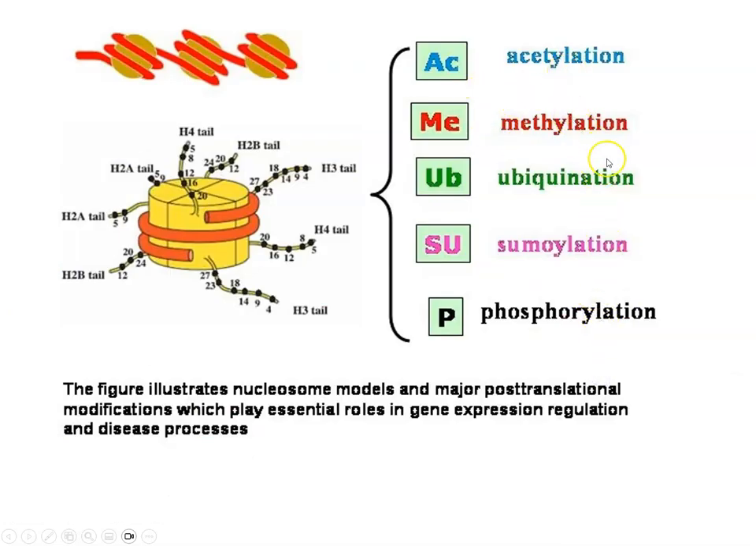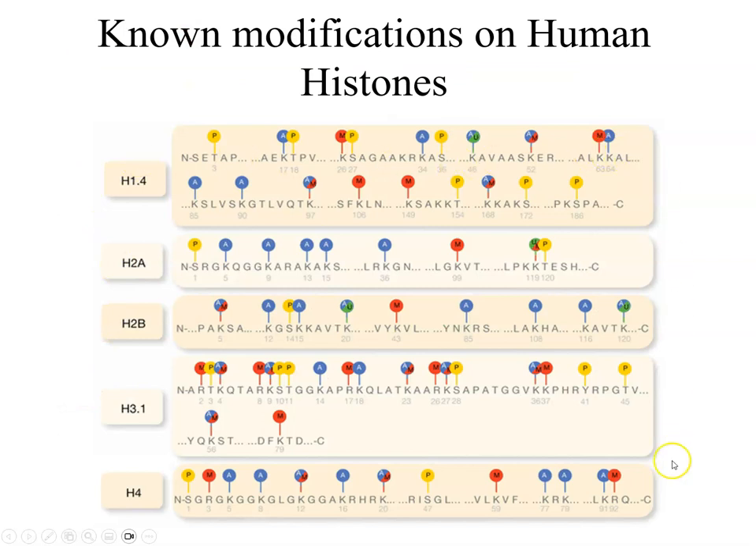So they can be acetylated, methylated, phosphorylated. They can also be sumoylated and ubiquitinated. So a lot of different types of modifications, and there's some work being done to really understand how these different signals and the changes influence gene expression. And here are just some known modifications on human histones, and understanding these patterns and how these things work and why they're happening can help us understand why we have different gene expression profiles.